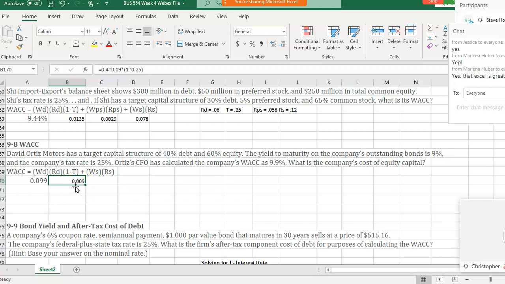Okay, so let's make sure I did this right. I took 0.4 times 0.09 times, oh, I messed this up. This should be a minus right there. I knew I didn't have something right. There we go. So now I'm good to go. So basically I'm saying 9.9 equals 0.027 plus, then the question mark being, what is the R sub S? We're going to have to solve for that.